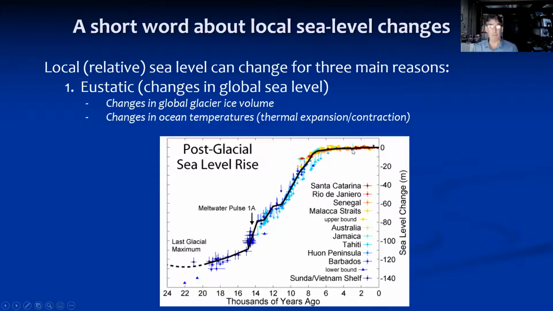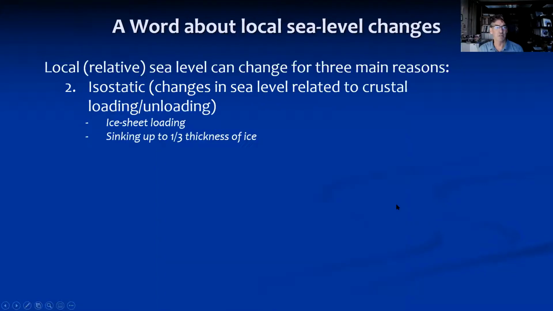And that is dominantly because of changes in the global ice volume. So big ice sheets melting away, the ones up in Canada melting away, ones in Europe melting away. There are changes in sea level because of ocean temperature changes, but those are pretty minor compared to this big ice sheet melting. Okay, so that's one, that's eustatic sea level changes.